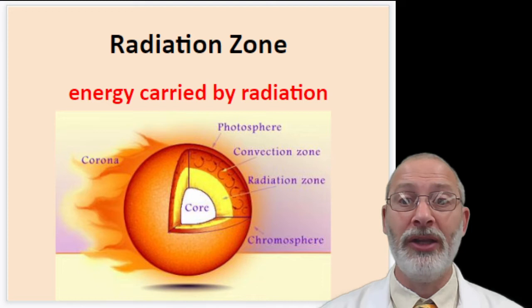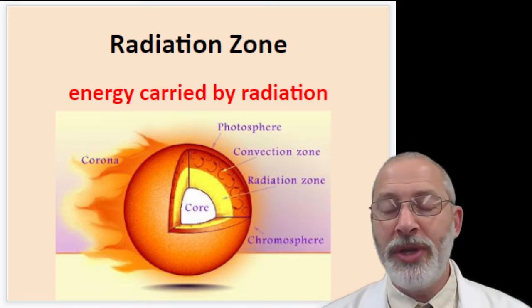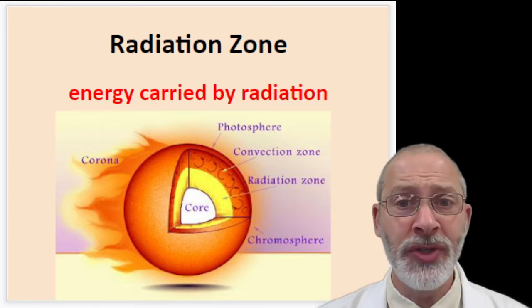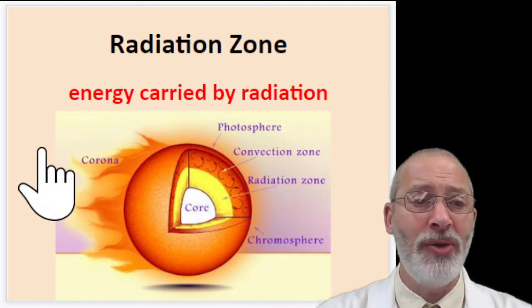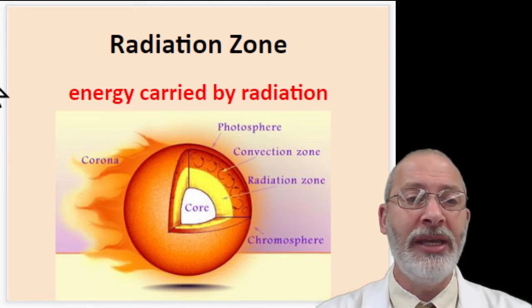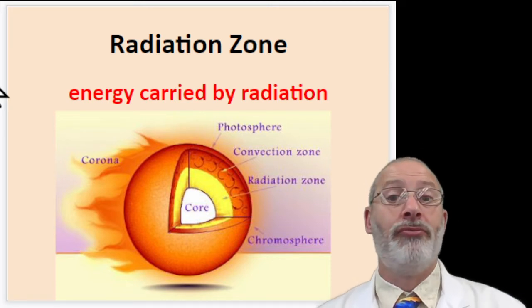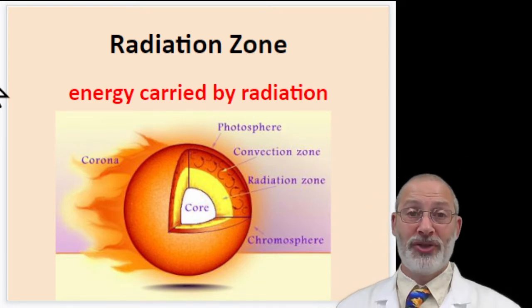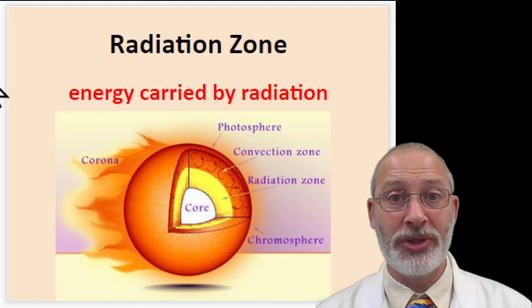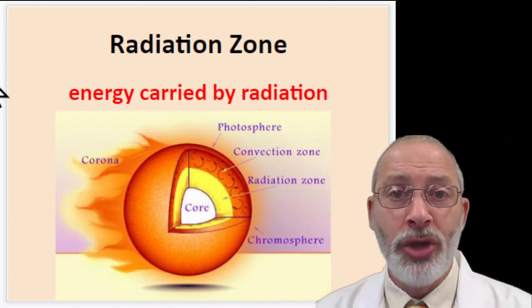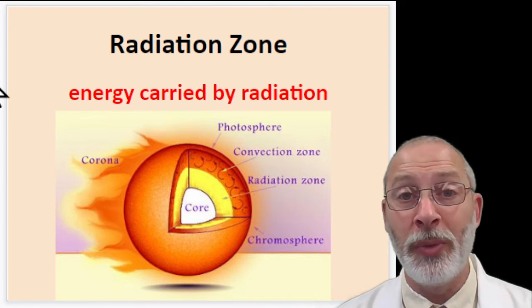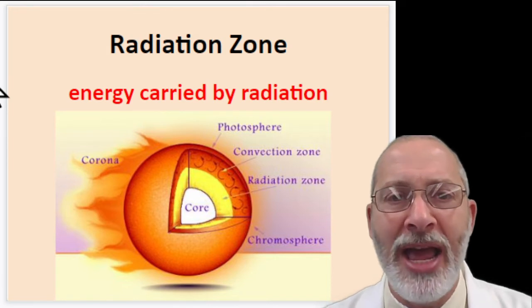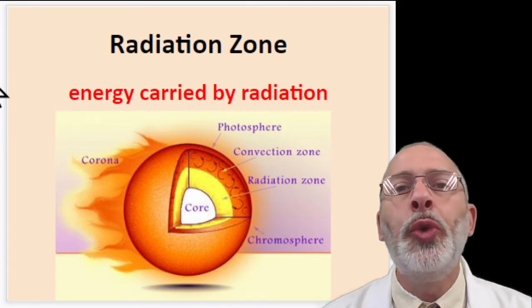But let's move in a little bit closer to the center as we mentioned the radiation zone. The radiation zone is an area or a zone, a region in the sun where energy is carried by radiation. Now, we've talked a little bit about radiation in the past when we talked about the electromagnetic spectrum. You're going to learn a lot more about radiation when we get into nuclear chemistry in 8th grade. But radiation has to do with things that are happening on a nuclear level.